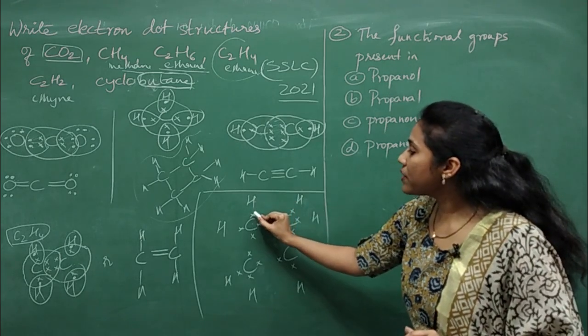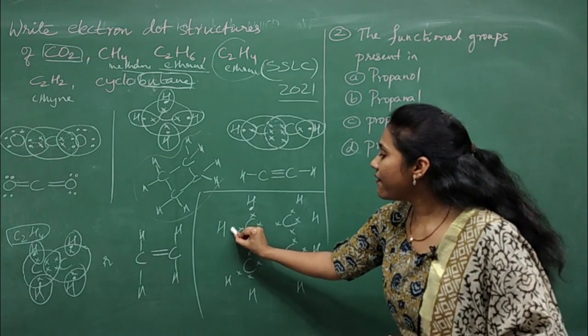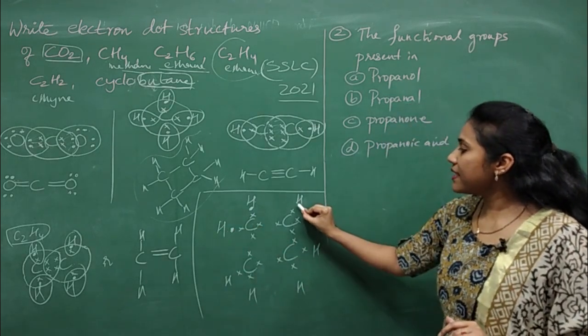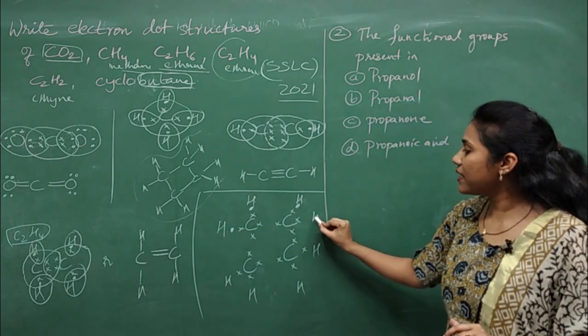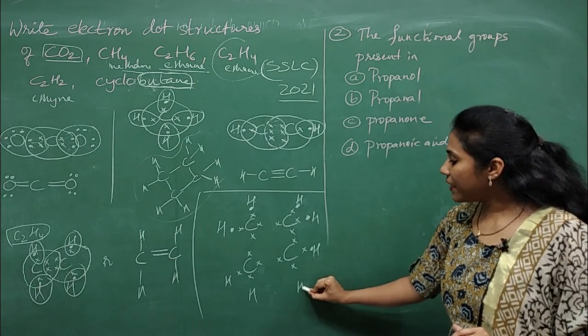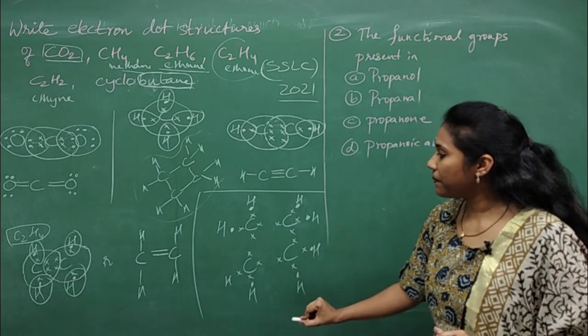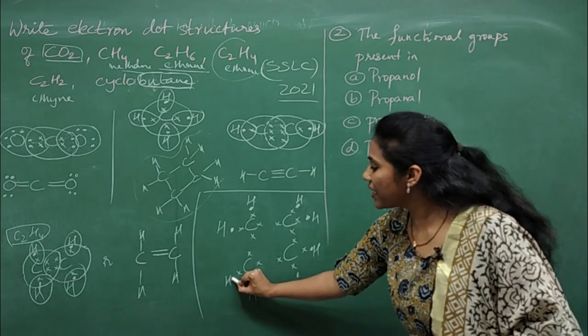Now the valence electrons of hydrogen. So this is the valence electron of this hydrogen. This is the valence electron of this hydrogen. This is the valence electron of this hydrogen. This is the valence electron of this hydrogen. Valence electron of this hydrogen, valence electron of this hydrogen, valence electron of this hydrogen. Valence electron of this hydrogen.